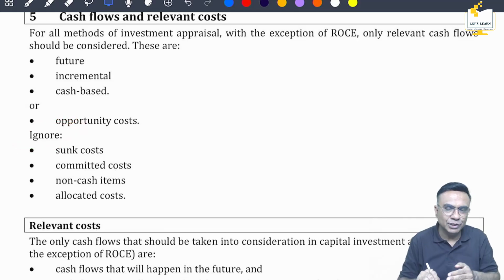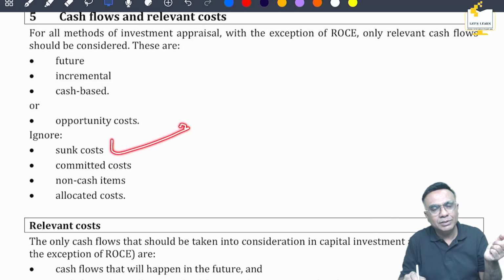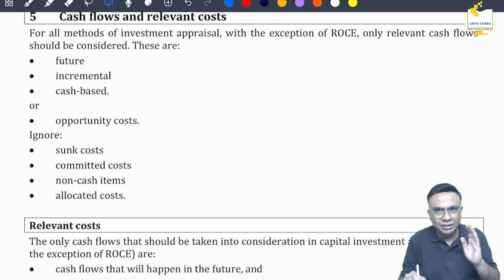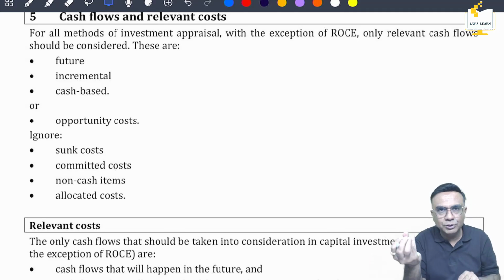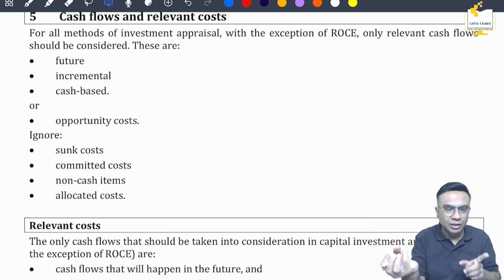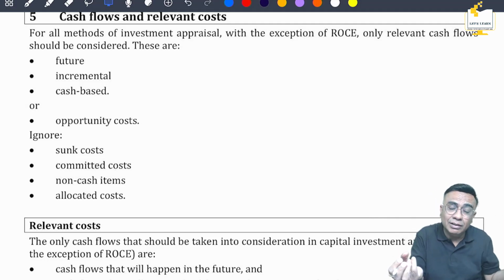Fine. Ignore. When you do the calculation, when you take the cash flows, you have to ignore number one, sunk cost, cost which is already incurred. For example, suppose you have done a research, company has done a research and found out that you can manufacture this product. For that we needed a research. Research is already done. Already the payment is made for that research.